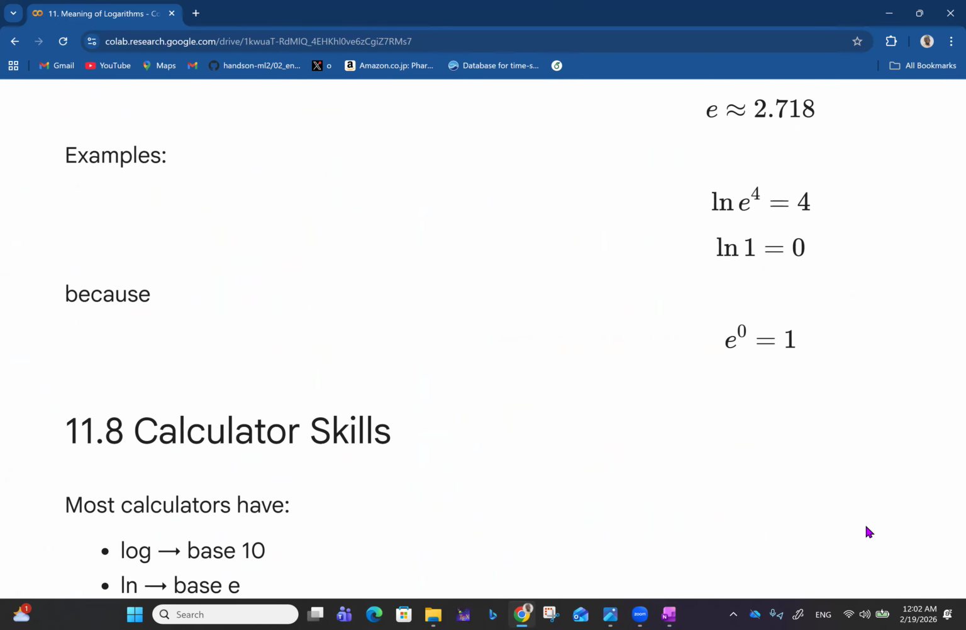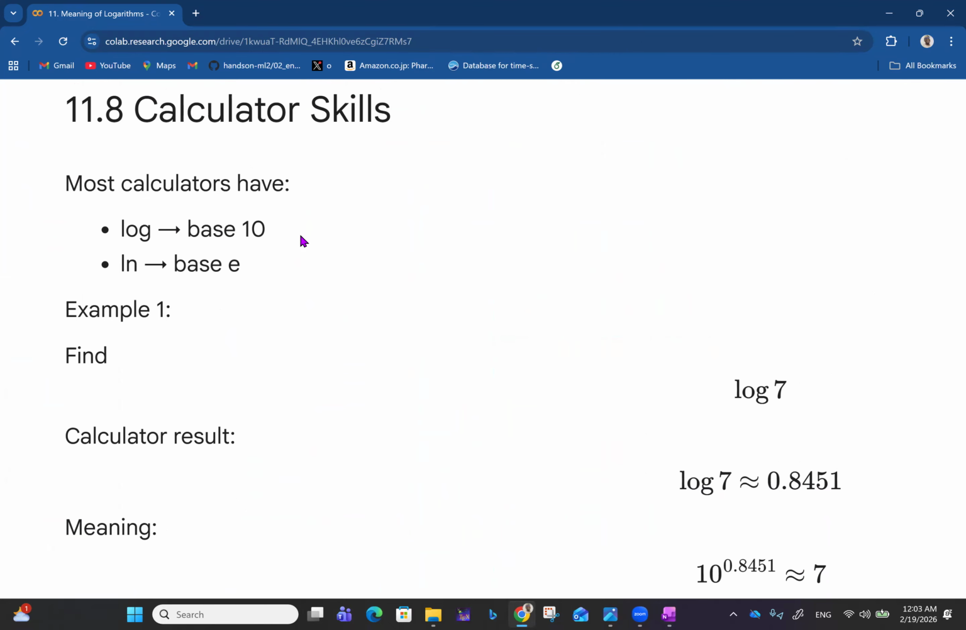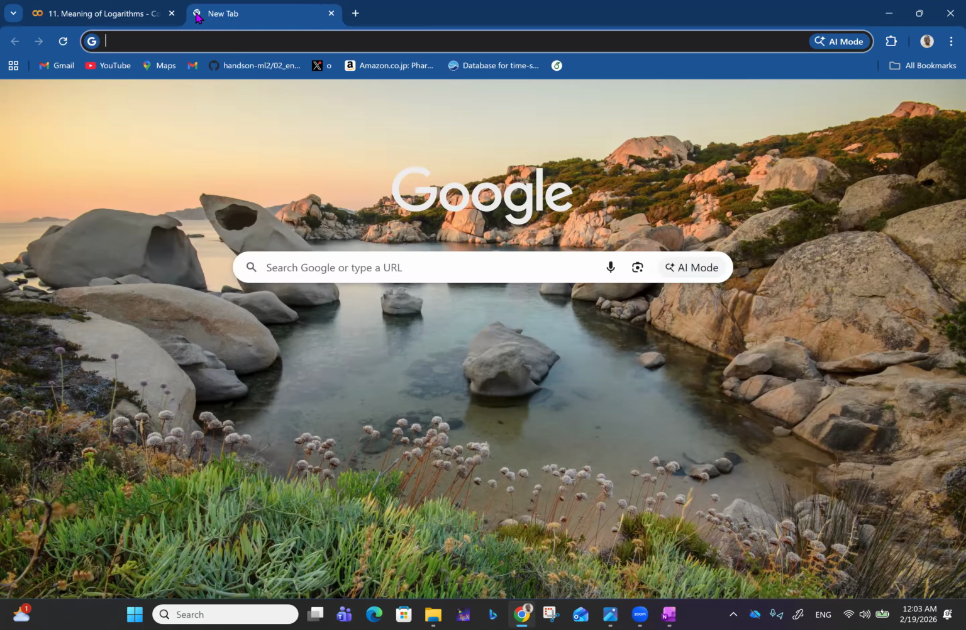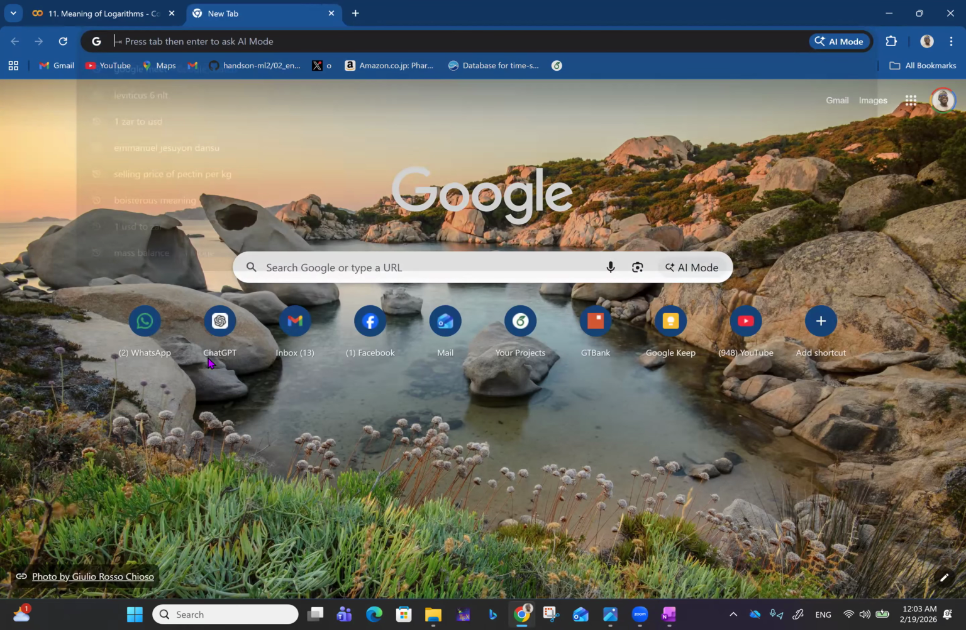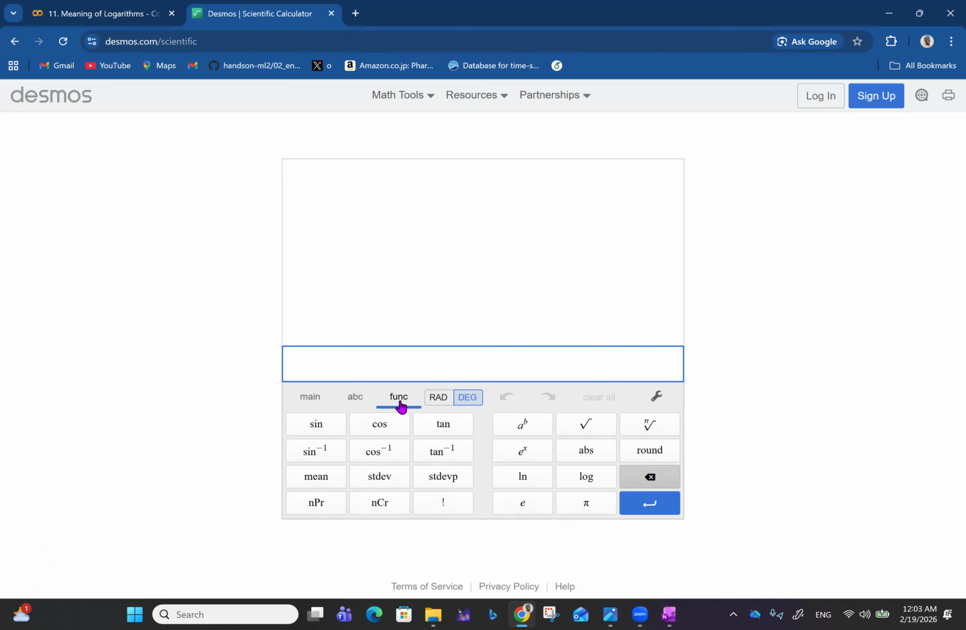Now, some calculator skills you may want to master. Most calculators have log, which is base 10, and ln, which is base e. So you want to find log 7. I don't have a calculator here like that, but I like to use Desmos. Desmos helps with most things I need to do for graphing. We have a scientific calculator here. Excellent. So to use this now, if I need to compute log 7, I just look for log somewhere. Functions, is there log somewhere? Yeah, this is log here, that I write 7.